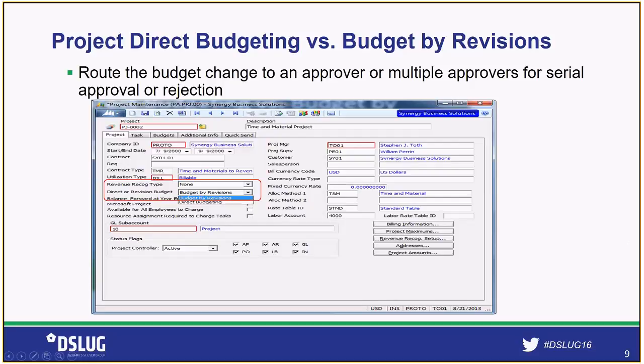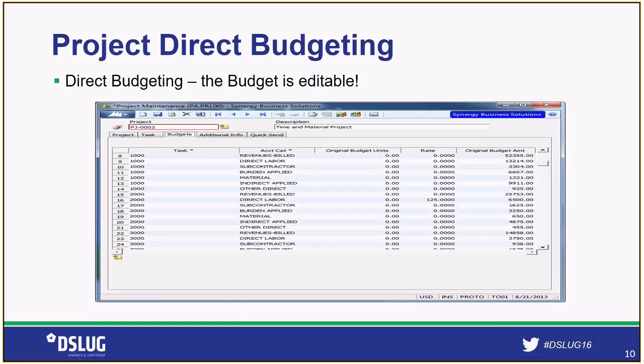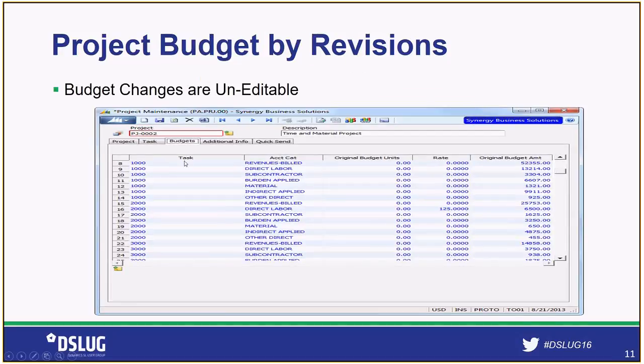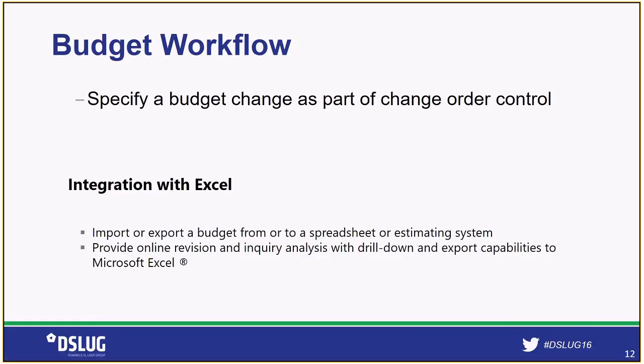So with direct budgeting, you enter your budget. The budget is editable right there on your budget maintenance screen. You'll notice that all of the items here are in black on the project maintenance budget screen. And if you're doing budget by revisions, in project maintenance on the budgets tab, you can see your budget, but everything is in blue. It's not editable for you. And when we talk about a budget workflow, specifically, we're just talking about specifying a budget change as part of a change order control process.